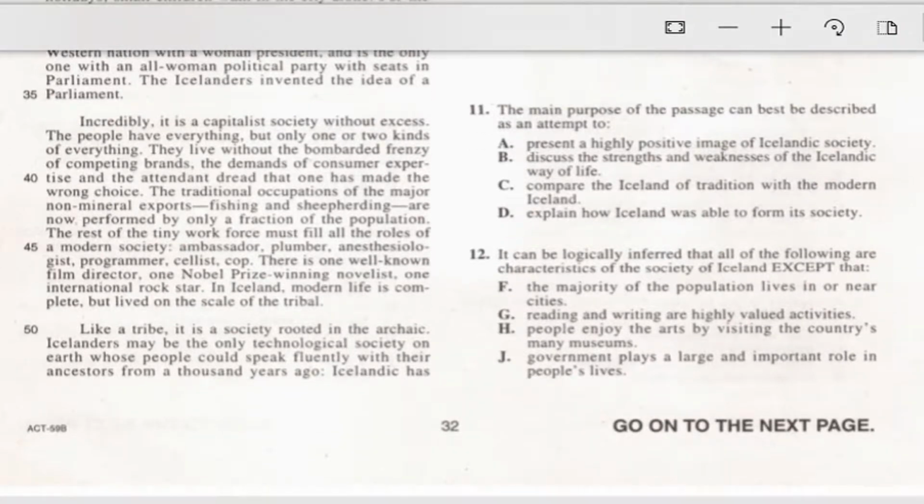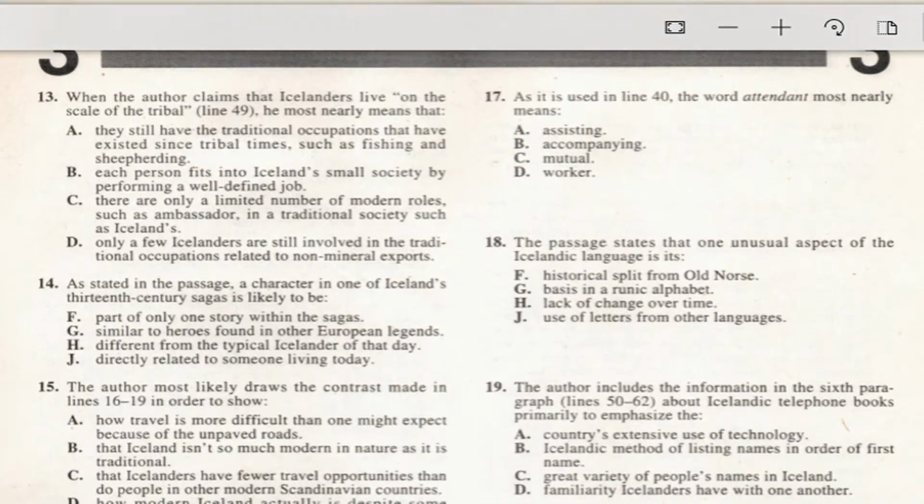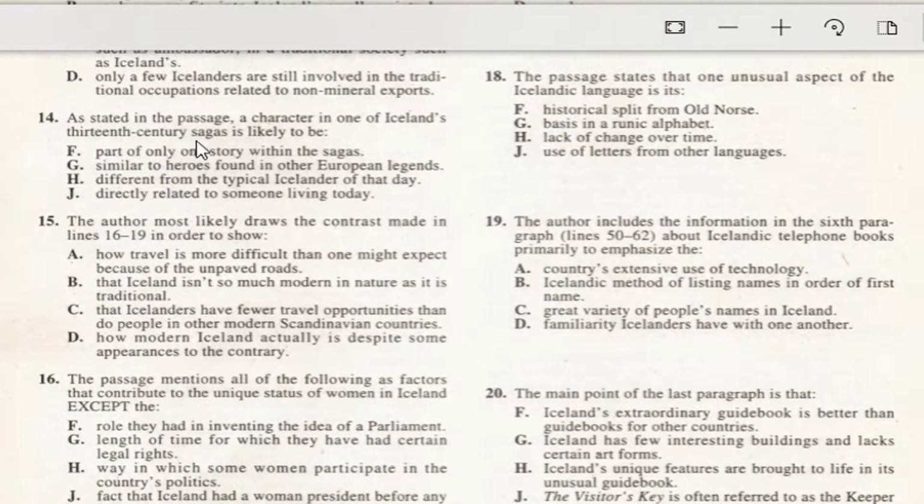The next example we'll do practice problem number 14. So keyword selection, kids. As stated in the passage, a characteristic of one of Iceland's 13th century sagas. All right. So what I do, I come over here, I label this as a mystery question right away. Then I'm looking for nouns. Okay, passage, that's a noun, but that word would never be in there. Characteristic, that's never going to be in there. All right, so we have Iceland, we have 13th century, and we have sagas.